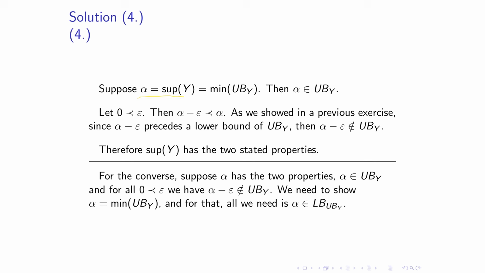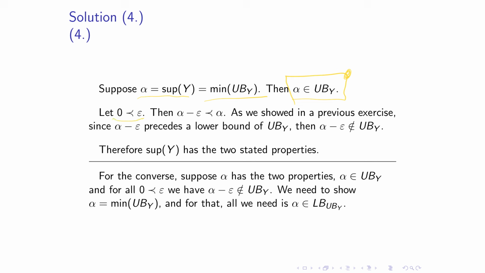Now, suppose that alpha is the supremum of Y. By definition, that just means that it is the minimum of the set of upper bounds of Y. After all, that is simply how we defined the supremum. How we defined the minimum tells us, among other things, that alpha is an upper bound of Y. So showing that the supremum has this first property of being an upper bound of the set Y is really immediate. But the other property takes just a little bit more work.